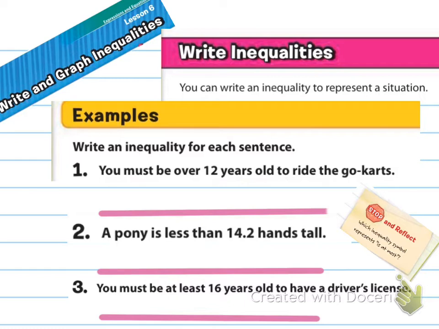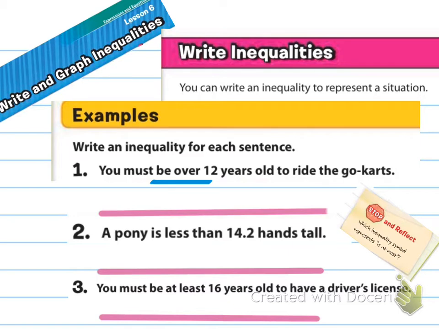All right, so speaking of number lines, here's 8.6, writing and graphing inequalities. It says that you can write an inequality to represent a situation. So here for our writing inequalities, we're going to look at some key words. Here it says must be over, okay? Over 12 years old to ride the go-karts. So if you need to be over, what kind of symbol is that going to be?